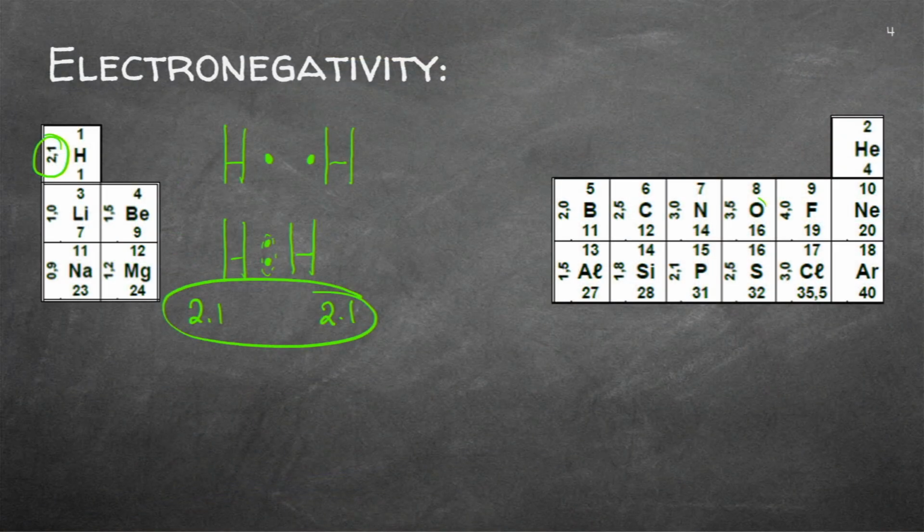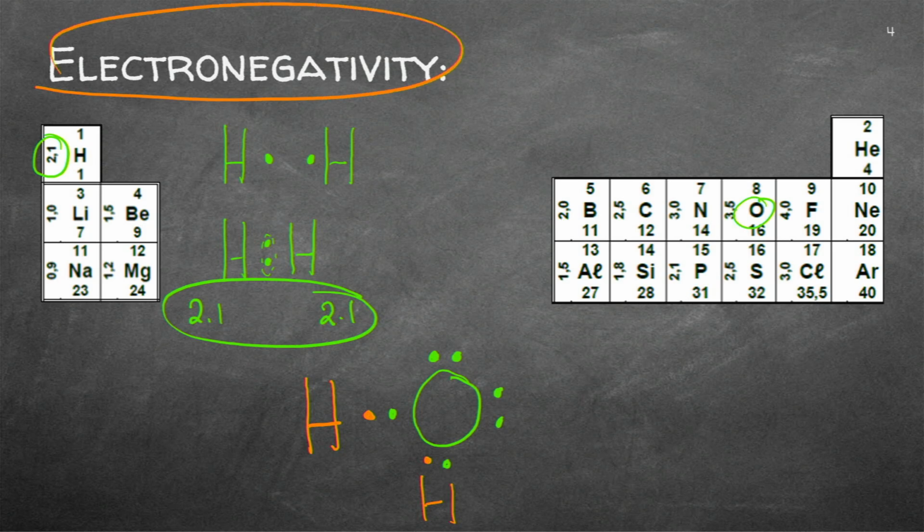Now let's take the oxygen. We're going to put the oxygen here. I always work with the Lewis diagram because it's easier to explain. I'm going to make water. I know I've got 1 hydrogen there and I've got another hydrogen there. Now, if we look at the electronegativity, I know the electronegativity of the hydrogen is 2.1. I've got 2 hydrogens, and the electronegativity of the oxygen is 3.5.